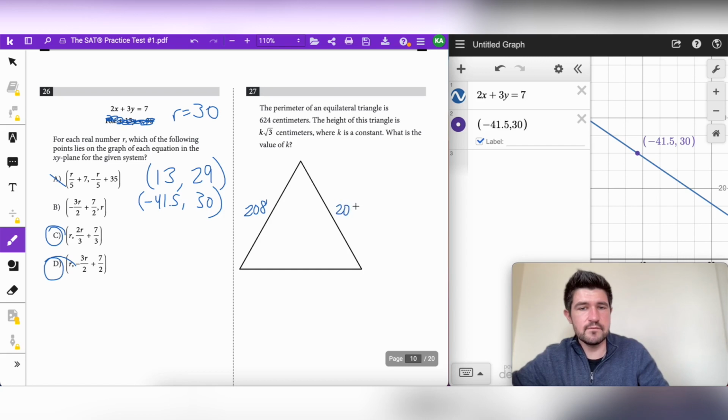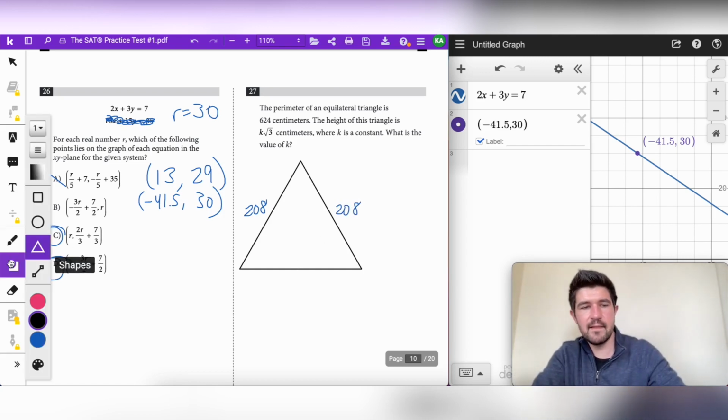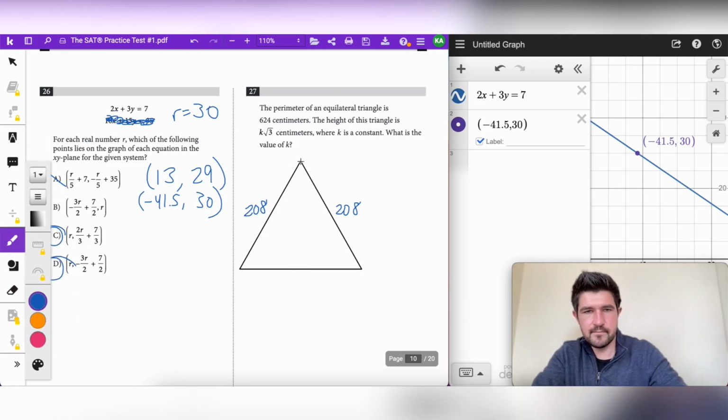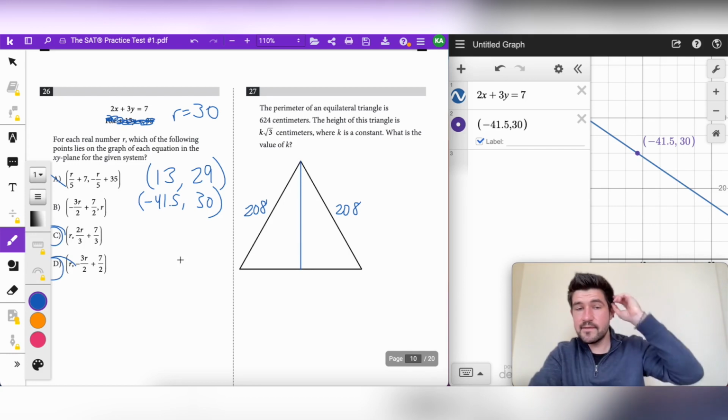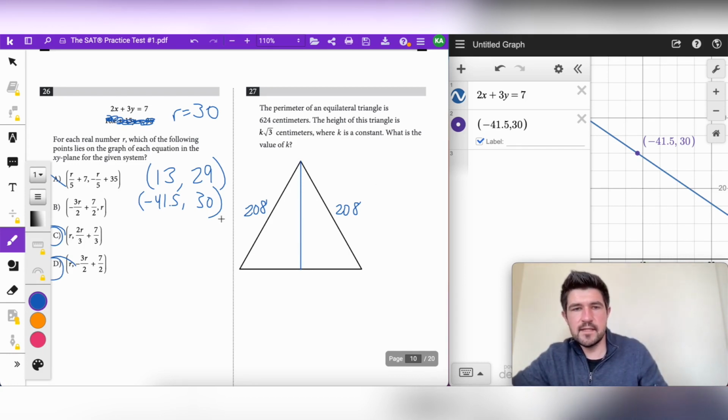So 208, 208. And the height, which is this straight up and down line that I can draw here, is going to be, whoops, that wasn't straight. There it is. So that height there is going to be k root 3, it says. So k root 3. And they want to find the value of k. So this is a right angle the way I drew it. I just split the bottom base in half. So this would be 104, 104, right?